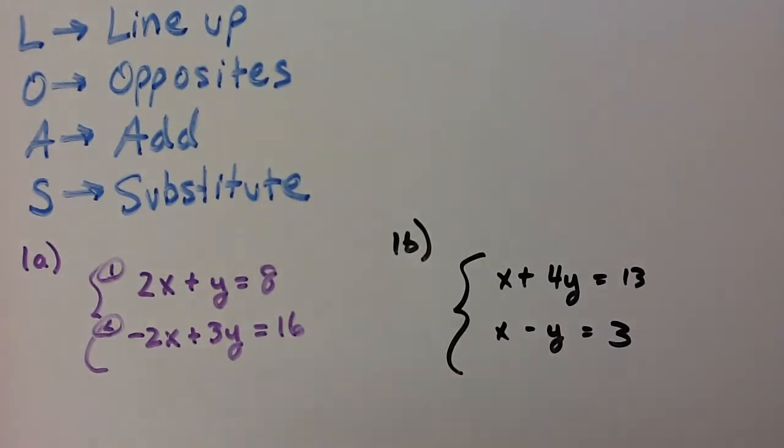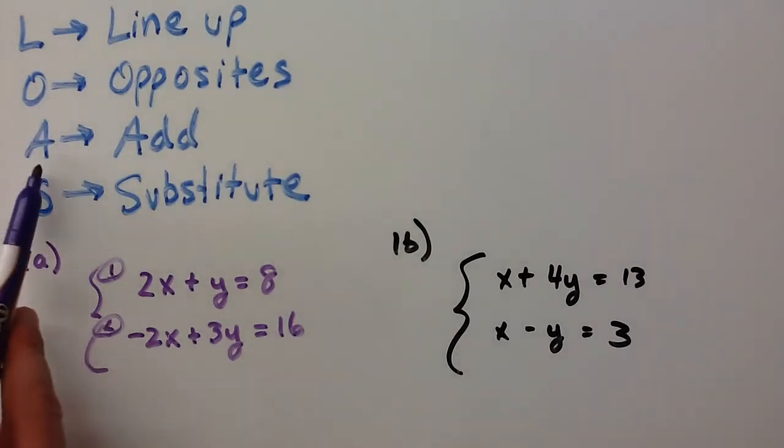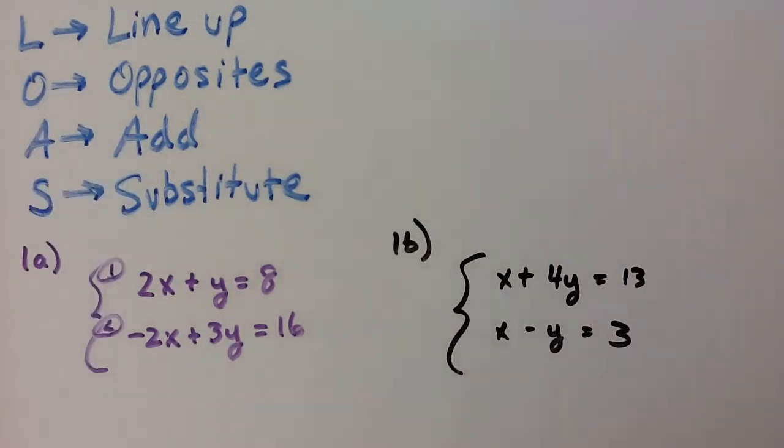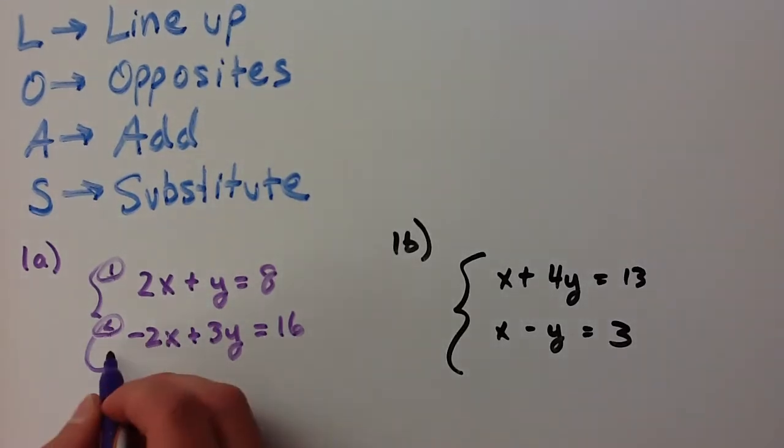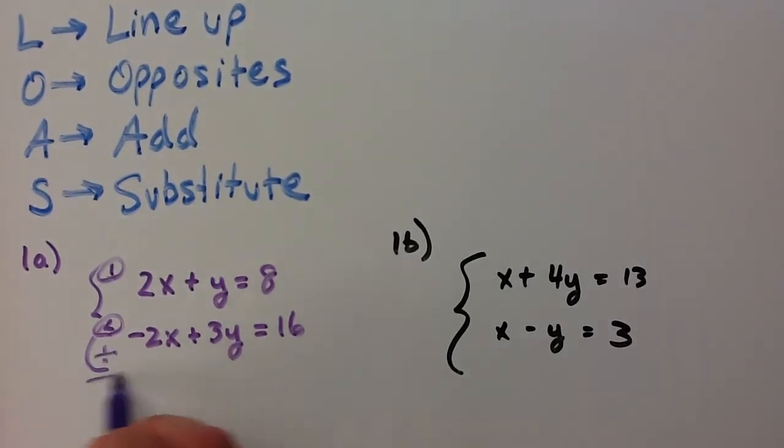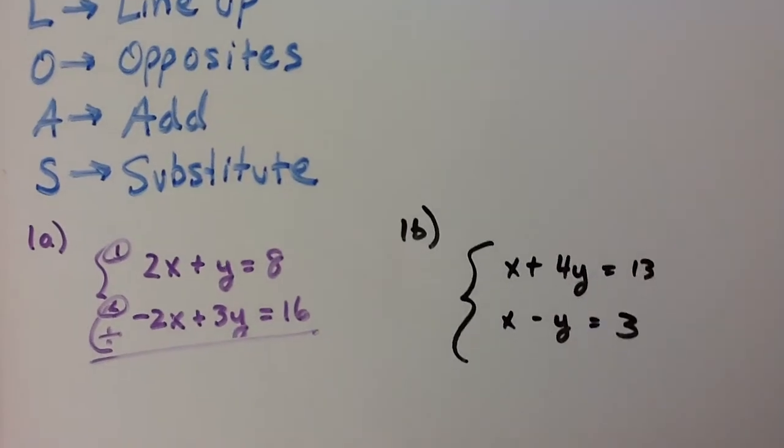So I go to step 2, which is O. Do I have opposite terms? Well, I do with my x's. 2x and negative 2x, those are opposite terms. Opposite terms, when added together, will cancel each other out. And so I already have opposite terms. I'm going to go to step 3. I'm going to add these equations together. So I'm going to put a little plus sign here for add, draw my equal sign.